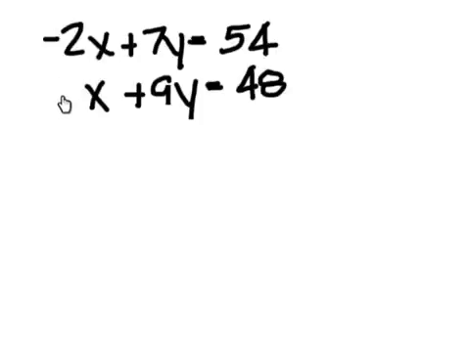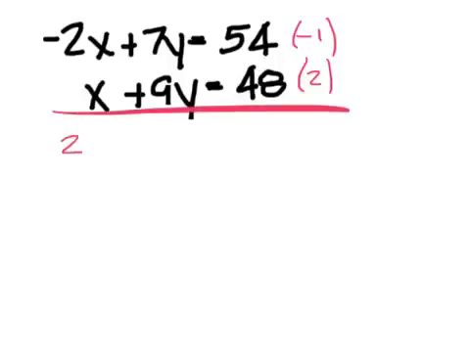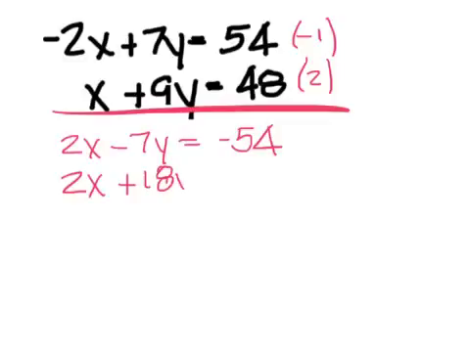Yeah, negative 2 and positive 1, so we'll forget the sign. What's the lowest number that both 2 and 1 go into? 2. So what would I have to multiply this top equation by to get a positive 2 there? Negative 1. And what do I multiply the bottom by to get a 2 here? 2. So multiply the top by negative 1 to get 2x minus 7y equals negative 54. And on the bottom one, you multiply that by 2 to get 2x plus 18y equals 96.